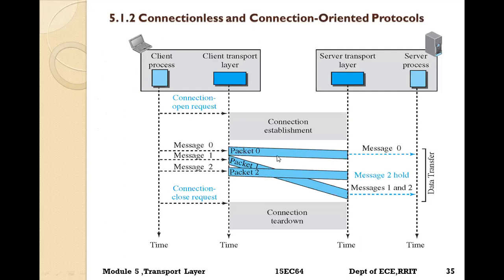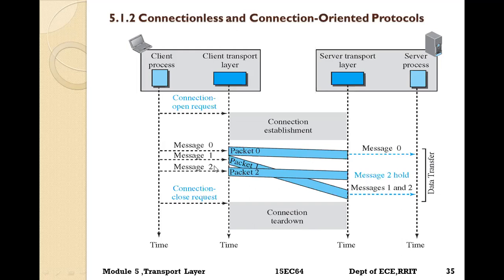After the packets have been sent, packets 0, 1, 2, the out of order packets will be received at the receiver. But since it is connection oriented, the data transfer and the arrangement of the particular sequence will take place. And once the sequence has been arranged, the connection teardown will take place.